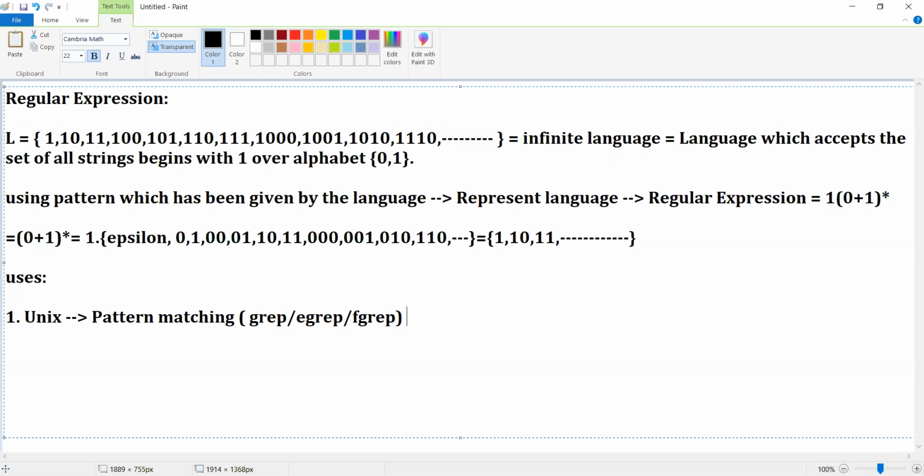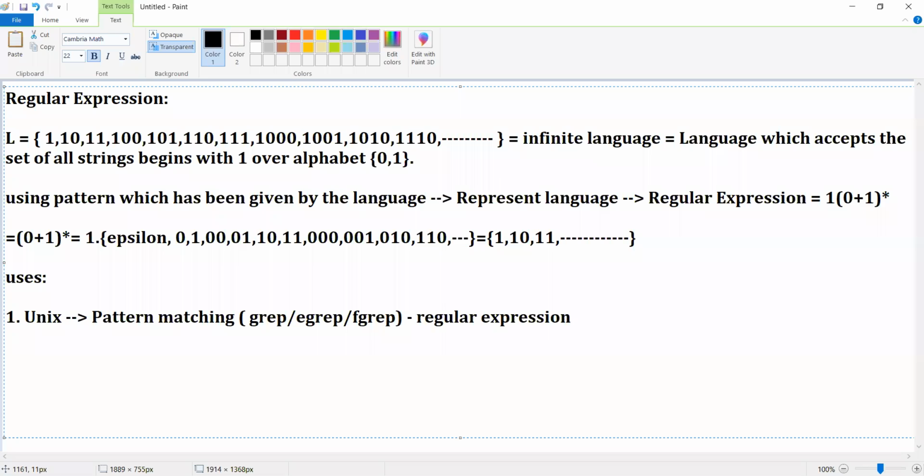So have you come across this command? Yes, please, can someone respond? Have you come across this command, grep command? Hello? Yes, sir. Okay, did you come across this pattern matching command, grep command? Yeah, sir. Okay, so I hope you might have used the concept of regular expressions.